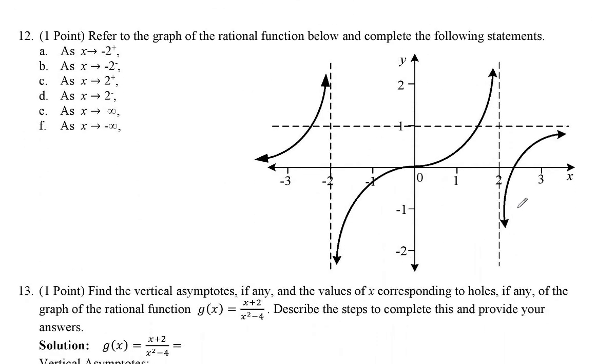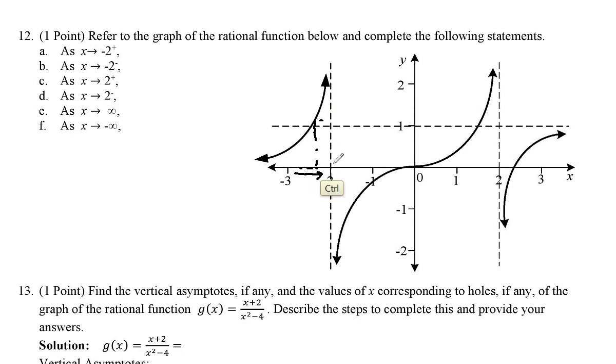So here we're referring to this graph, and we want to complete the following statements. So as x approaches negative 2 from the plus side, so you're coming into negative 2 from the plus side, your x values along here, what happens to the function value? Okay, so well, as you go up here to the function and over, those function values are getting bigger and bigger.